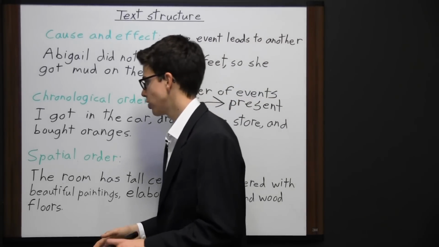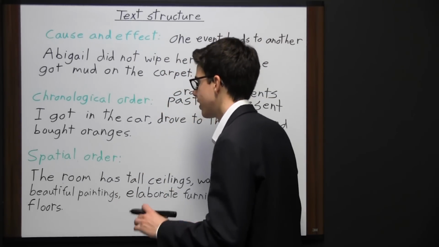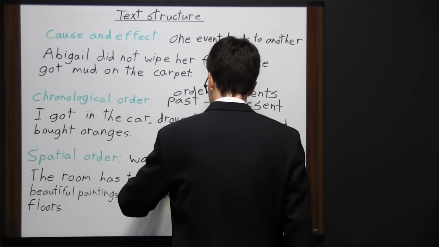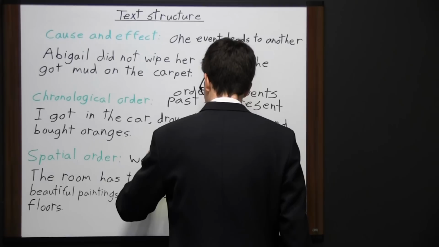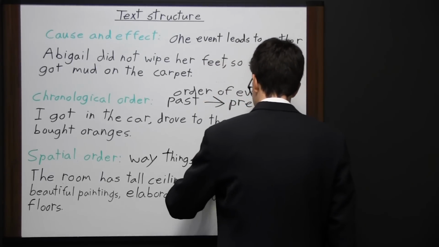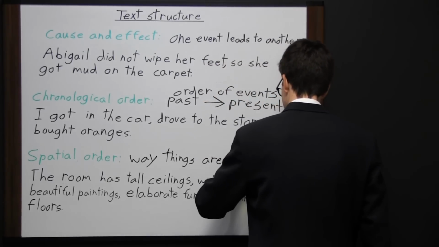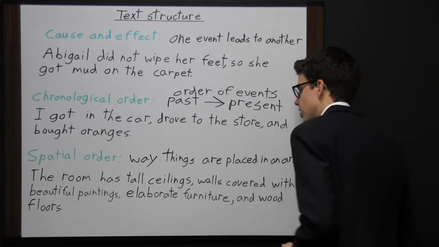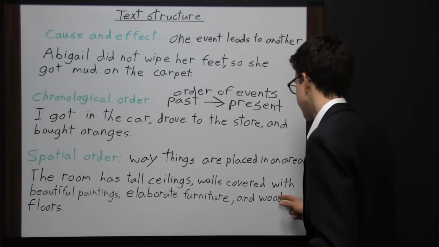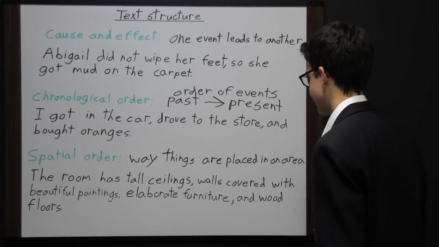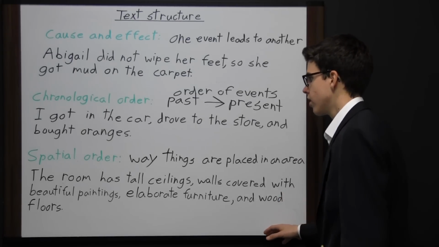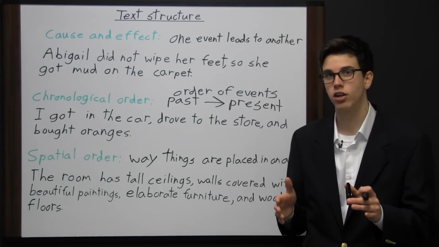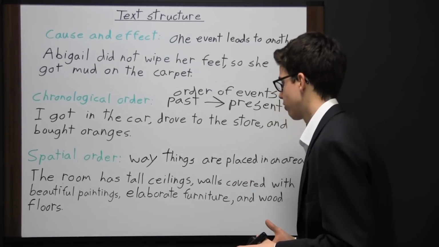And then we have spatial order. This isn't quite as common, but it's the way things are placed in an area. So the example I have here is the room has tall ceilings, walls covered with beautiful paintings, elaborate furniture, and wood floors. So spatial order never jumps around. It goes in a very clear way. There's a very clear progression to it.